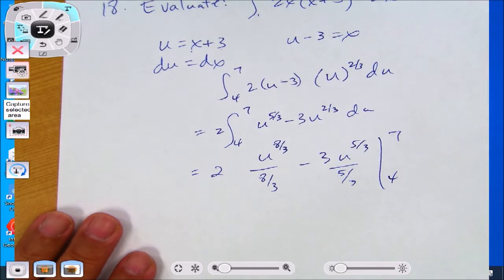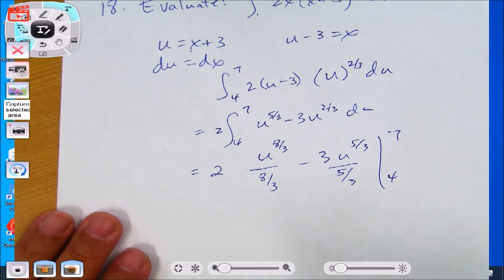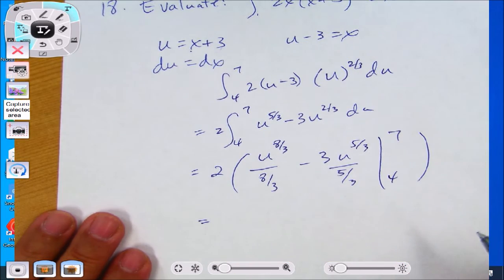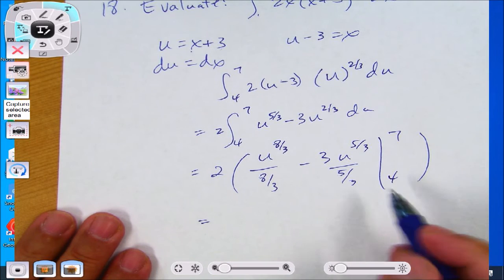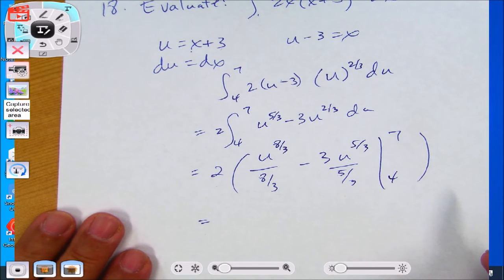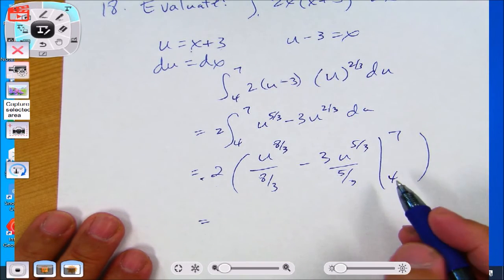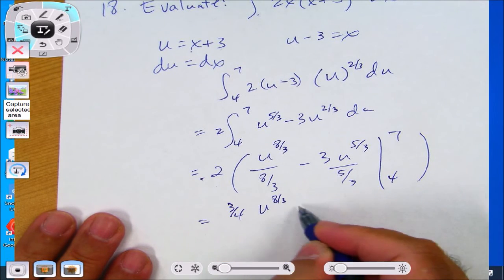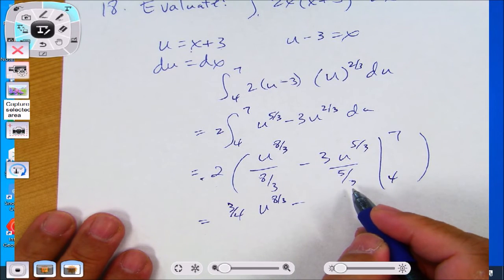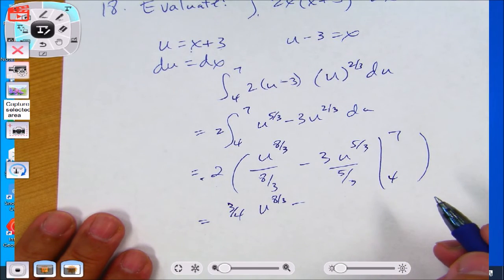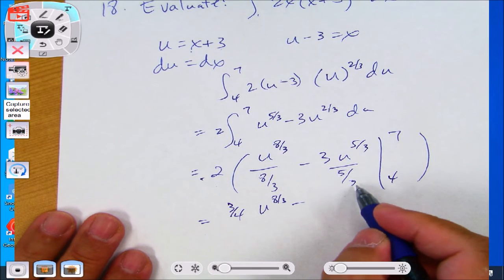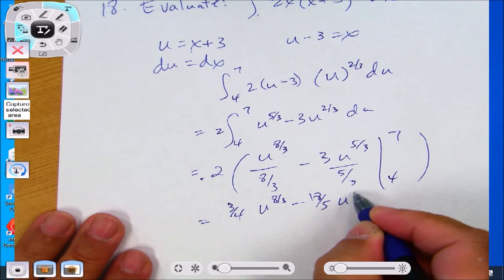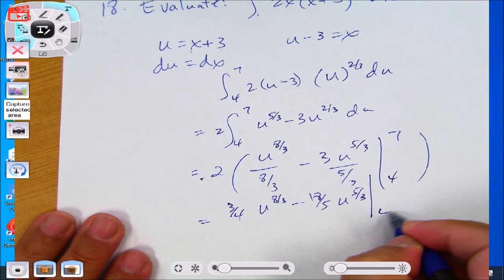Go ahead and make that 3/8. So that's going to be, and that's times 2. That whole thing is times 2. You want me to distribute the 2? So if I distribute the 2, that's going to be 3/4 u to the 8/3 minus, what? 2/10? That'll be 3/5. That's 9/5. So it's 18/5 u to the 5/3 taken from 4 to 7.